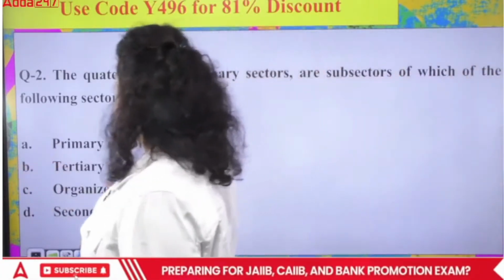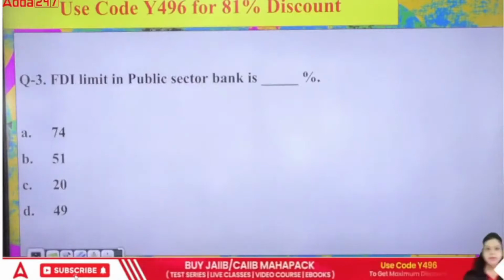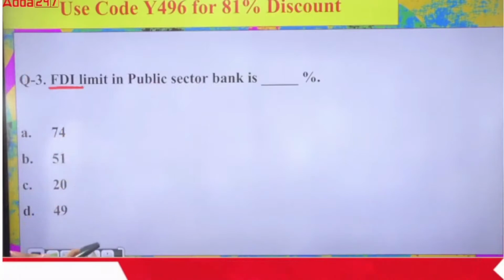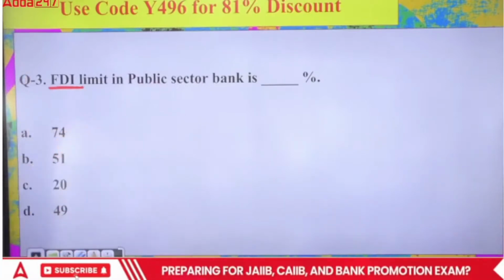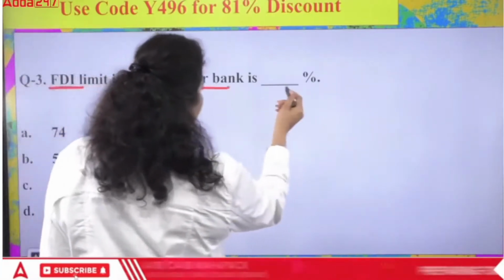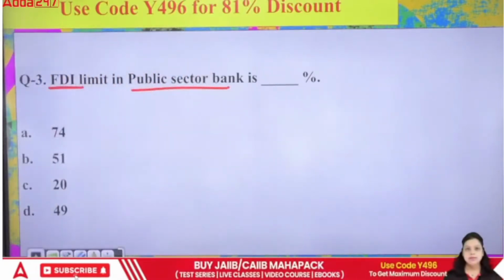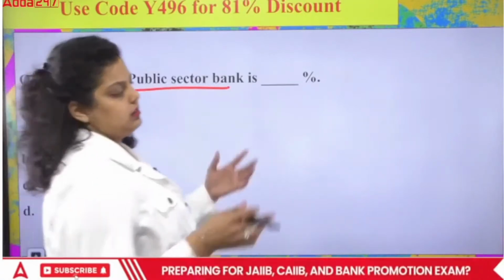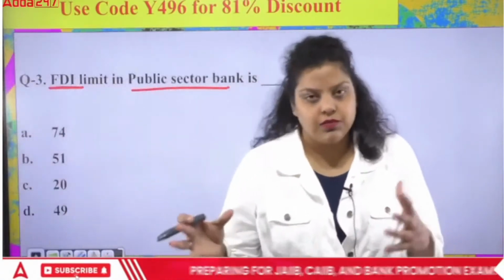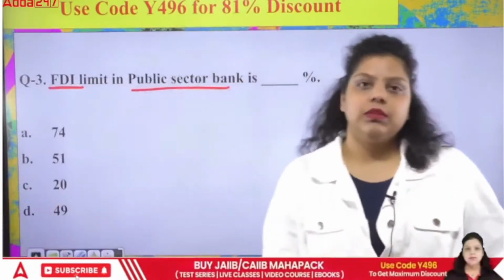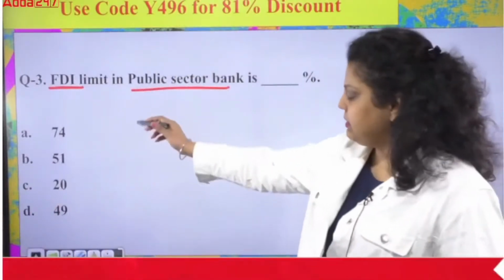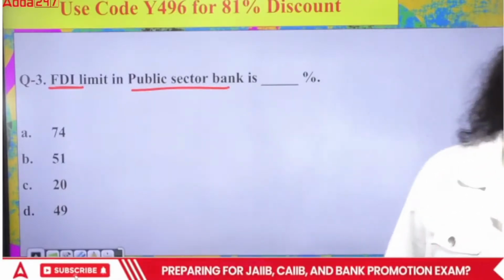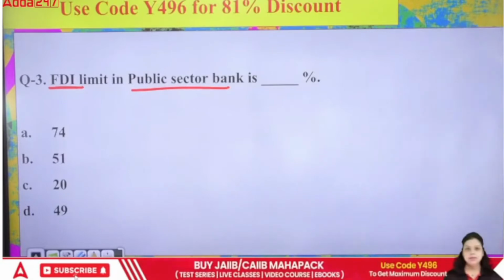Okay, now next. The third question is talking about the FDI limit. What is FDI? Foreign direct investment. When a foreign company wants to invest in an Indian company, that is known as FDI. So the FDI limit in a public sector bank is dash. How much percentage has been allowed by the Government of India, the Ministry of Finance, that foreign companies, foreign banks can invest in an Indian public sector bank? Is it 74%, 51%, 20%, or 49%? In the case of a public sector bank, what is the FDI limit?